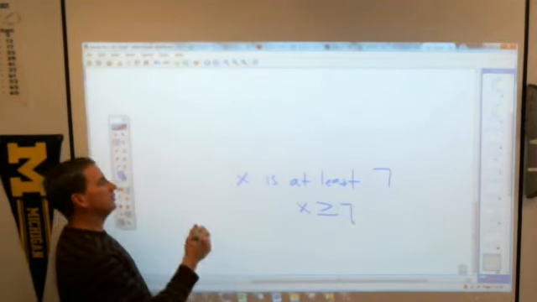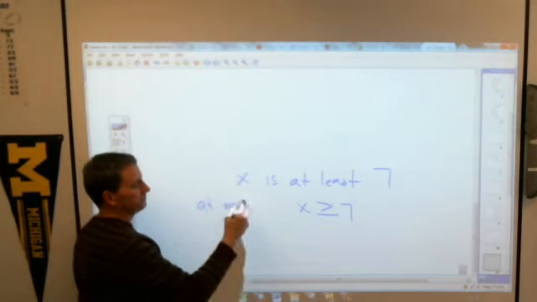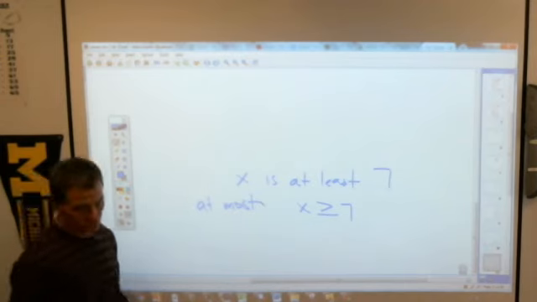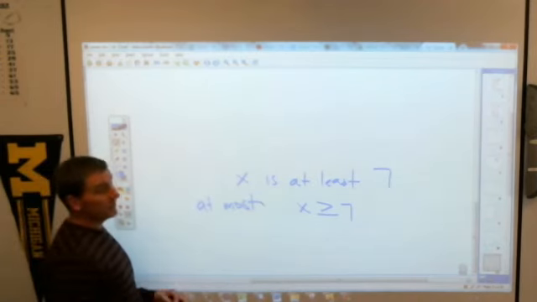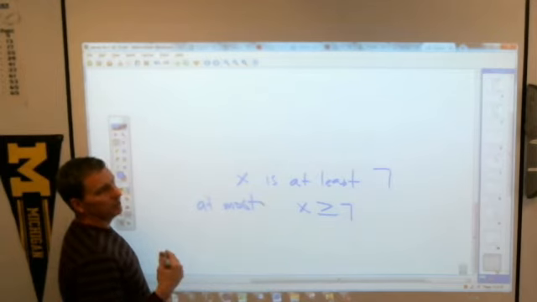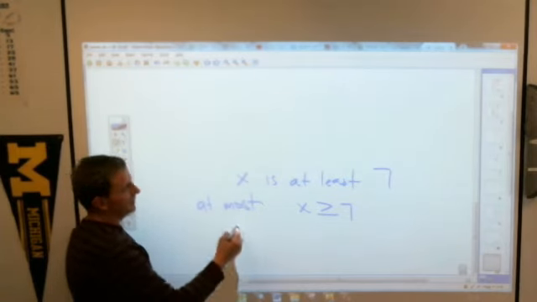What if the thing said is at the most? What inequality is at the most? And again, just think in your head, if I said x could be at the most 3, what numbers are at the most 3, what inequality would you write there? Chase? Less than or equal to. Yeah, less than or equal to.